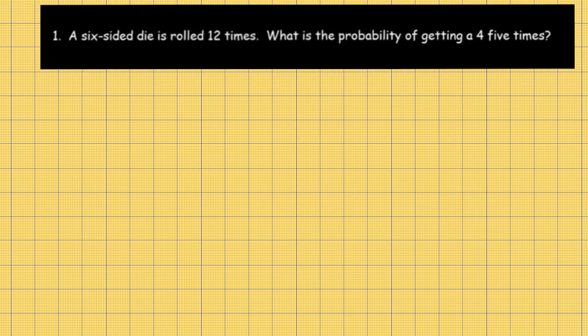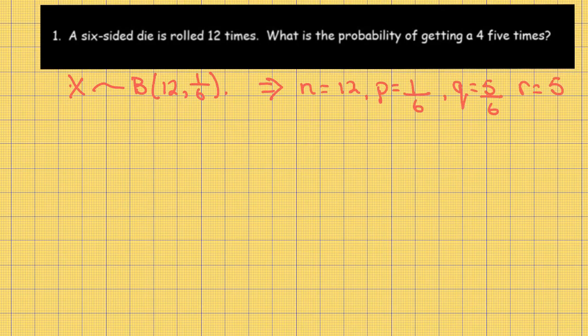Example 1. A 6-sided die is rolled 12 times. What is the probability of getting a 4 5 times? This is definitely binomial, with the number of trials equal to 12 and the probability of success equal to 1/6. Therefore, we can write X belongs to binomial 12, 1/6. The number of trials n equals 12, the probability of success P equals 1/6, the probability of failure Q is 5/6, and the number of successes we want, R, is 5.